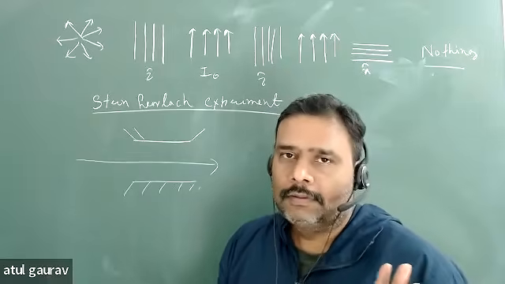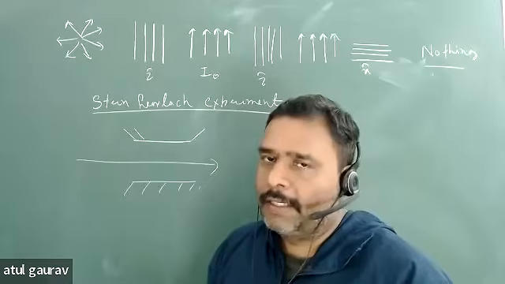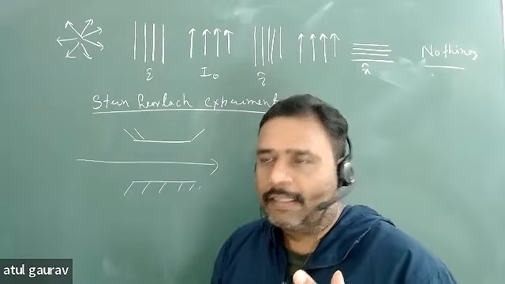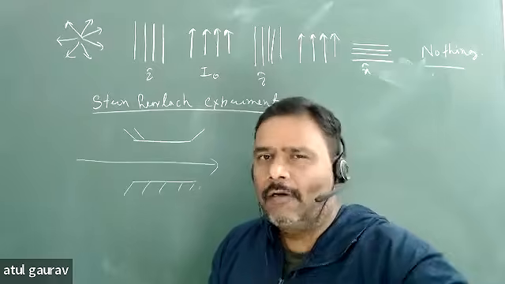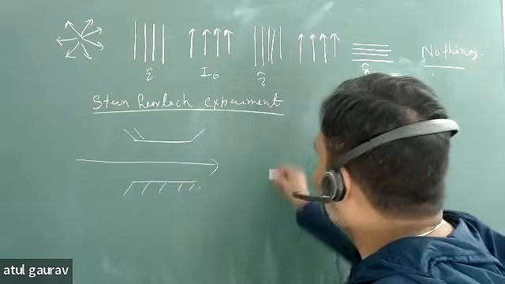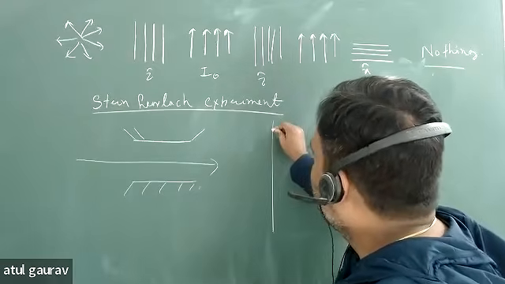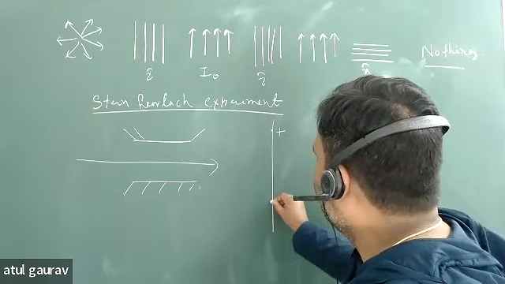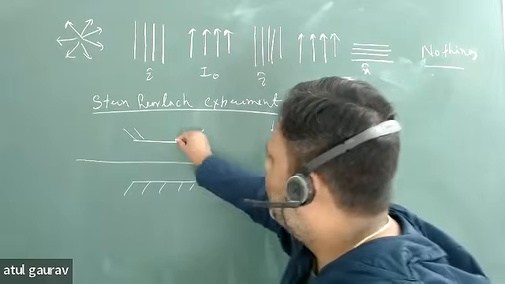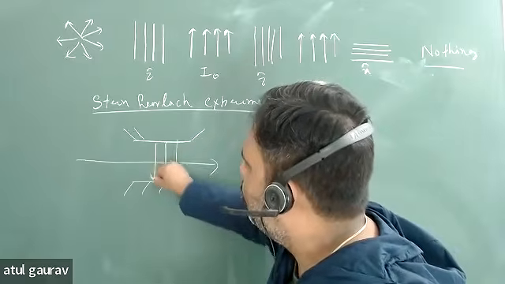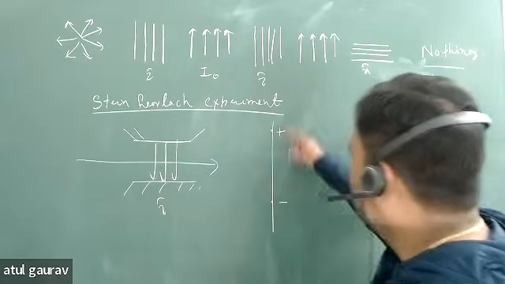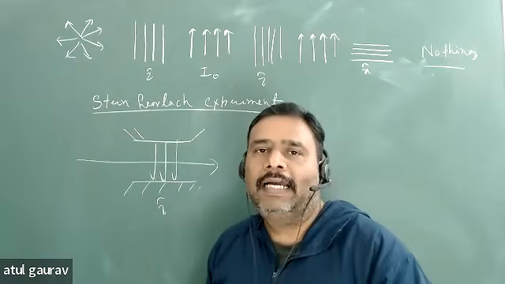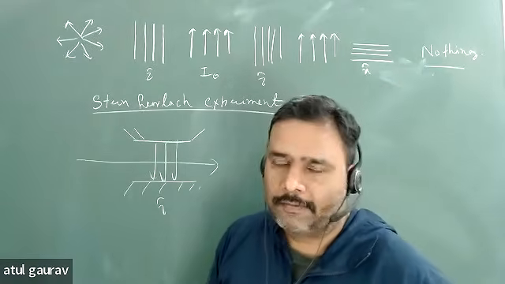How many directions can there be for the magnetic moment of your electron? Only two directions. If clockwise, it is up. If anti-clockwise, it is down. So what we have seen on the screen, we have either plus or minus, and this is in the z direction. So your electron can be polarized either in the plus direction or in the minus direction.